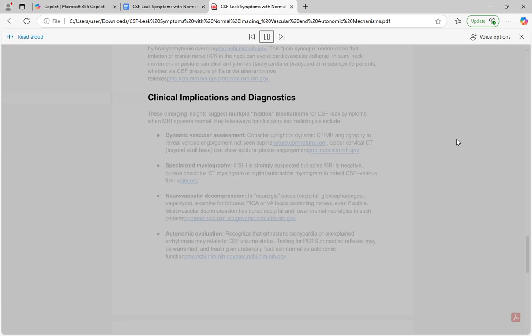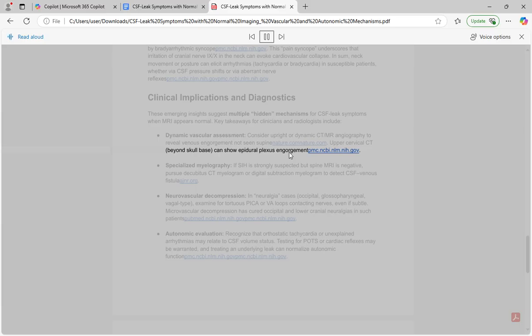Clinical implications and diagnostics. These emerging insights suggest multiple hidden mechanisms for CSF leak symptoms when MRI appears normal. Key takeaways for clinicians and radiologists include: dynamic vascular assessment. Consider upright or dynamic CT/MR angiography to reveal venous engorgement not seen supine. Upper cervical CT, beyond skull base, can show epidural plexus engorgement.